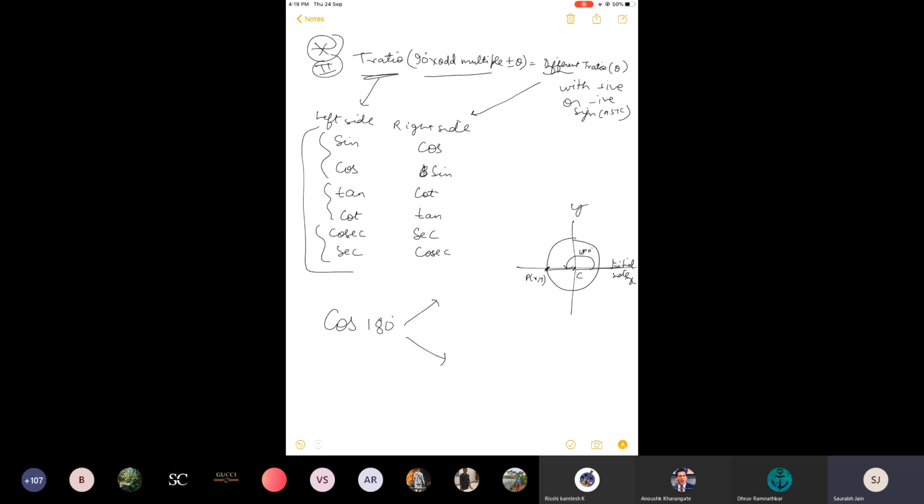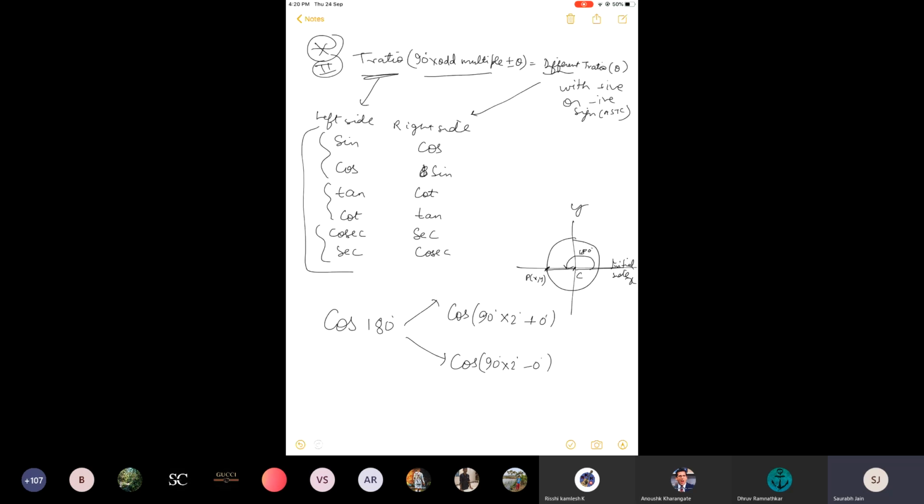Now, I will solve this using an even multiple because 180 is an even multiple of 90. But I can solve this in two ways. I can write it as 90 into 2 plus 0, because it will be reduced to 0 degrees. That is what we are studying here. Next is 90 into 2 minus 0. So either I write 180 plus 0 or 180 minus 0, it will remain 180 only.